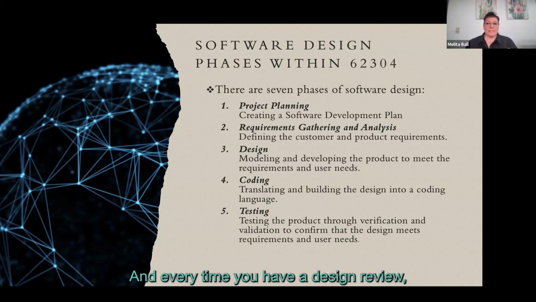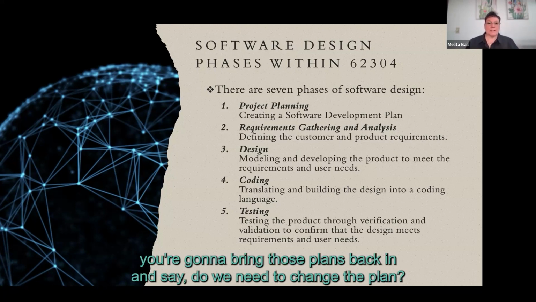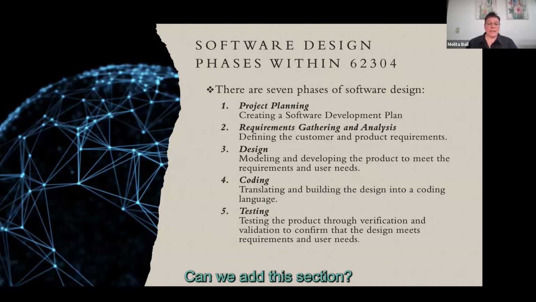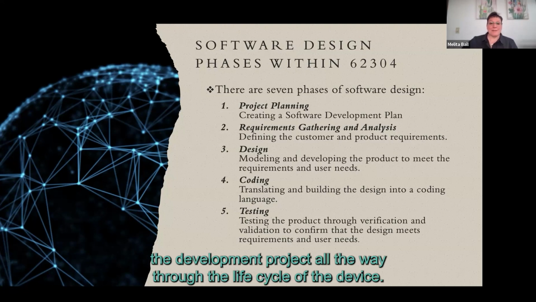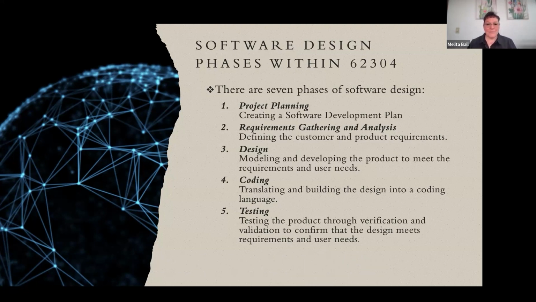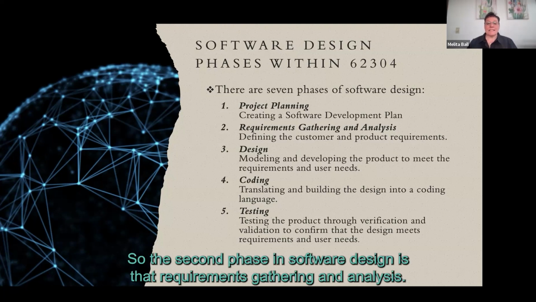And every time you have a design review, you're going to bring those plans back in and say, do we need to change the plan? Do we have more information? Can we add this section? That kind of thing. So they live through the development project. And if it's software, software and risk management live beyond the development project all the way through the life cycle of the device. Okay, so the second phase in software design is requirements gathering and analysis.